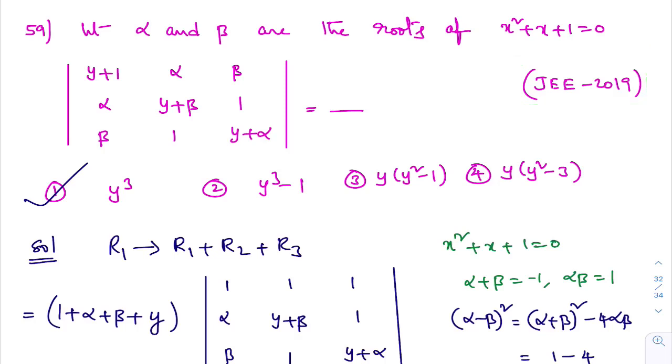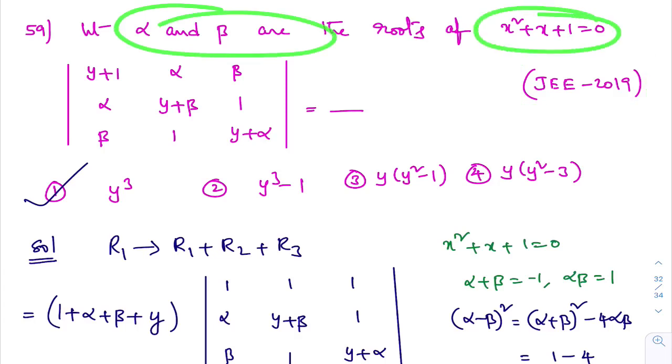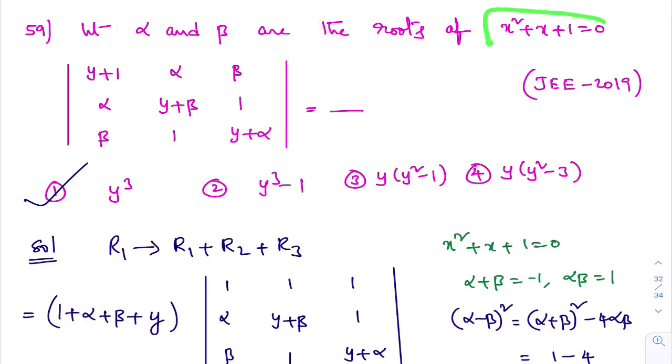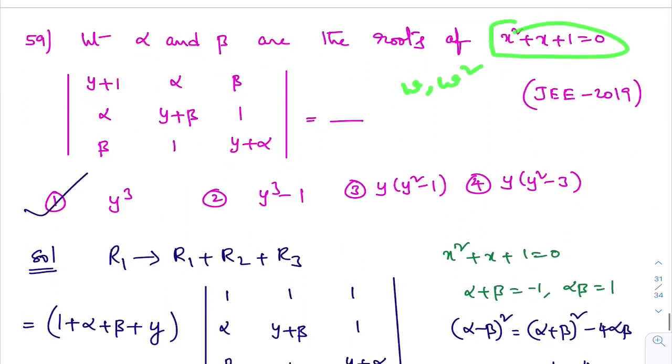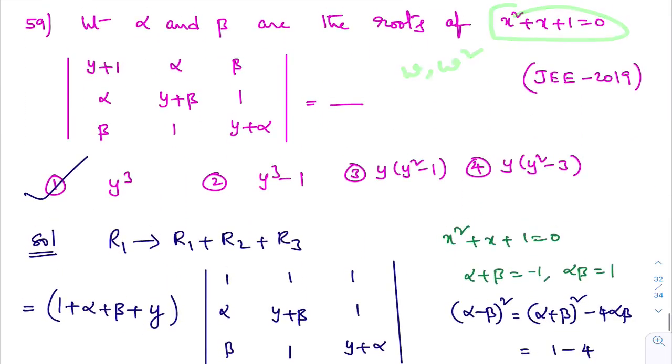Okay. You see here, alpha and beta are the roots of this equation. See, for this equation, complex roots you will get. For this equation, roots are omega square. But that point I am not going to use. However, keep that point in your mind. Now, what they are saying, alpha, beta are the roots of this equation. Then they are asking to solve this determinant. Okay. You see here, 1, alpha, beta, y is there.